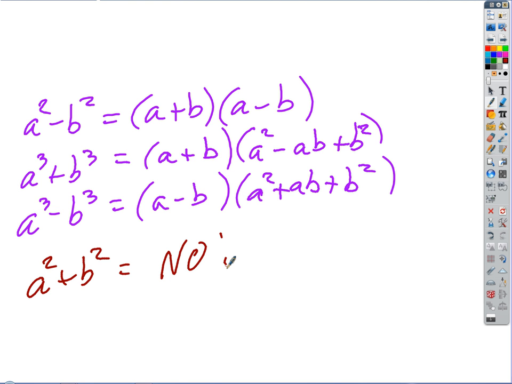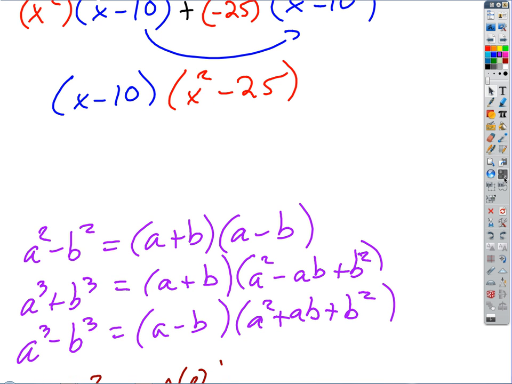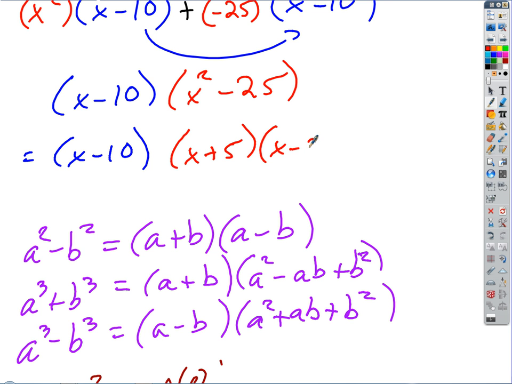So this one then is which pattern? Difference of squares, because 25 is 5 squared. So we could just write this as x minus 10 times x plus 5 times x minus 5. And that's it, as far as we can go.